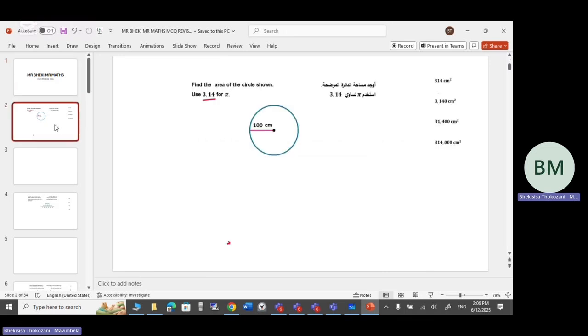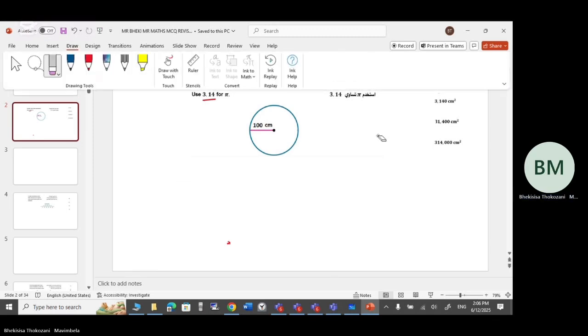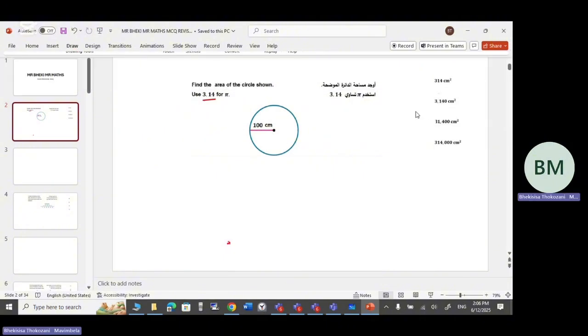So this is the first question I want us to look at. It says here, find the area of a circle shown below. Then they've given you some answers here, and these are your answers. The answers can be either A, B, C, or D. So we need to choose the correct answer.